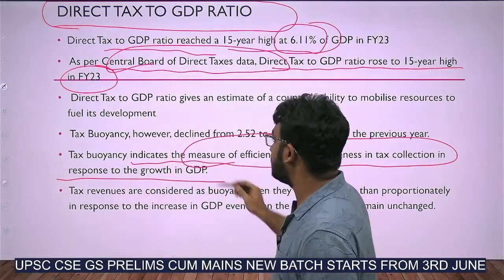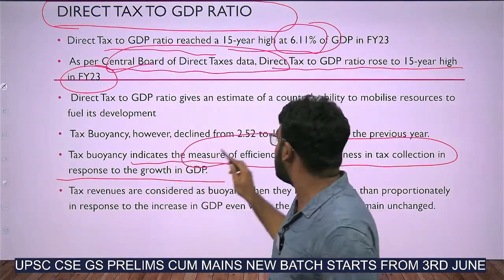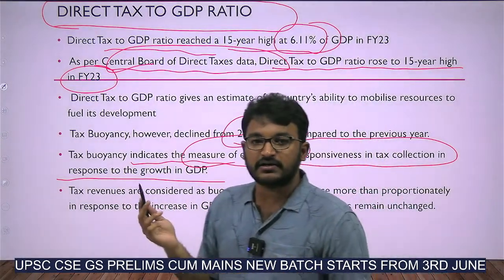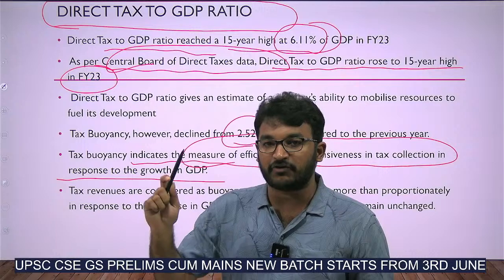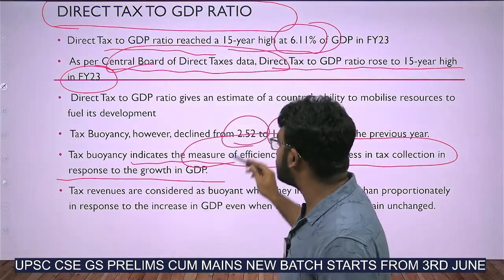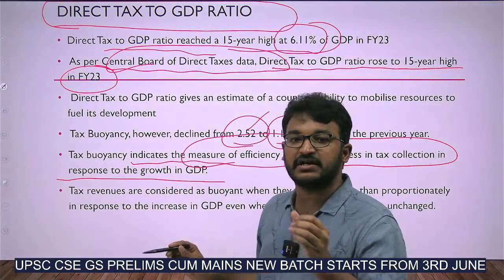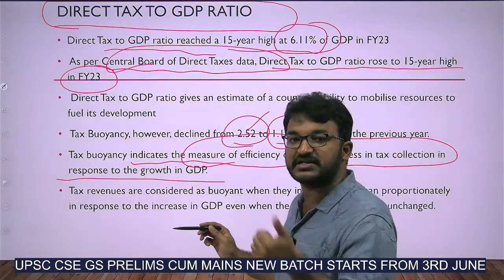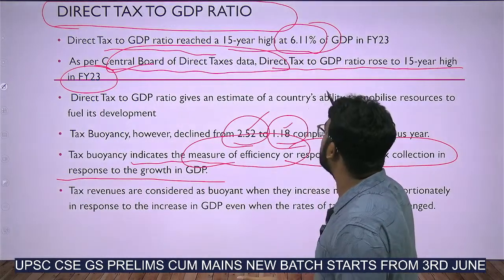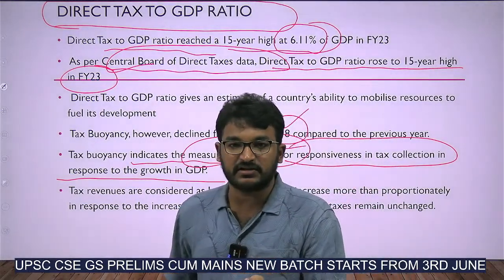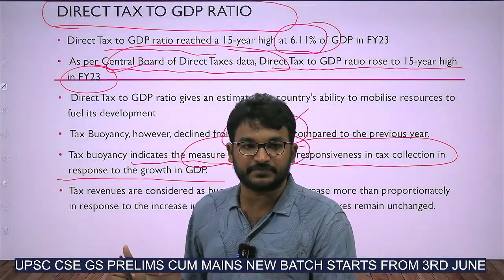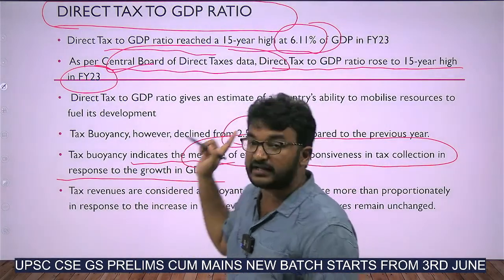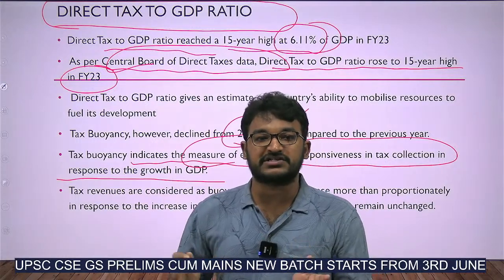And this year, tax buoyancy actually declined from 2.52 to 1.18. Earlier, for every 1% increase in GDP, there used to be a 2.52% increase in tax collection. But this year, for a 1% increase in GDP, there is only an increase of 1.18% in tax collection. This is called tax buoyancy, right? And as I told you earlier, direct tax collection is 6.11% of GDP.